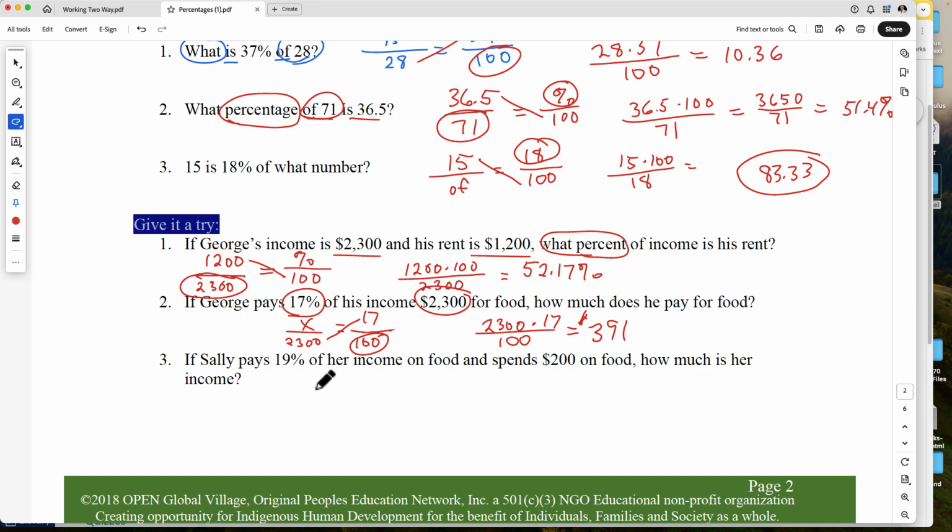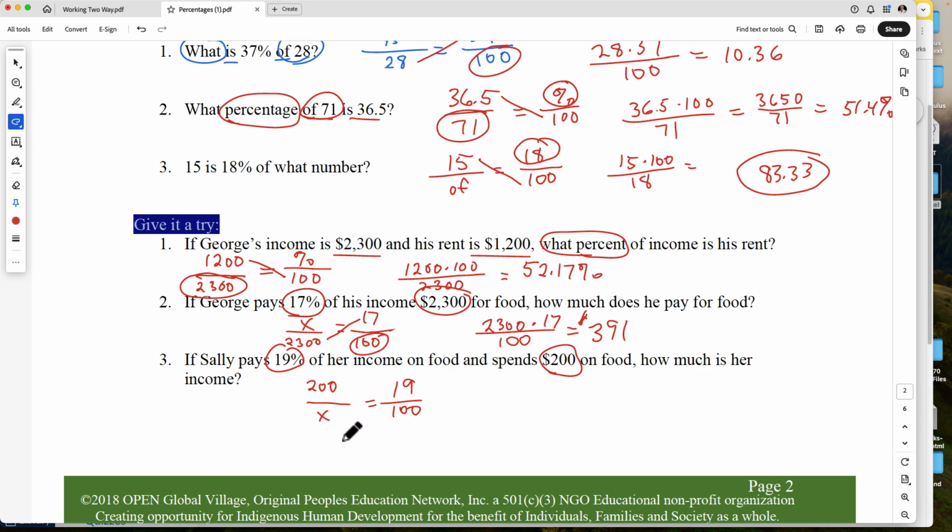And we'll see Sally. Now she pays 19% of her income on food. So maybe she's buying better food. I don't know. But she only spends $200 on food. How much is her income? So we can see 19%, so 19 goes with 100. Now we've got an is over the of, or a part over the whole. 200, her income must be the whole. Her food budget should be smaller. Again, 200 over her income.